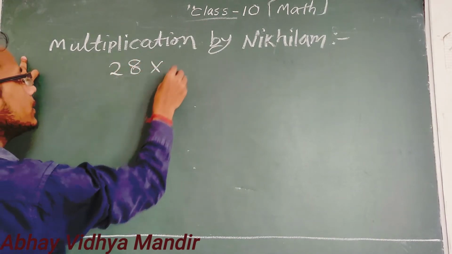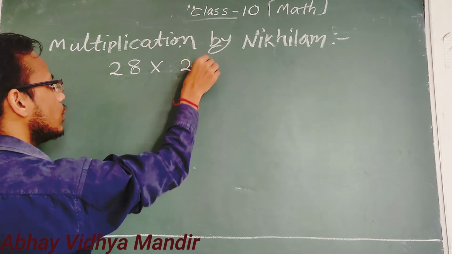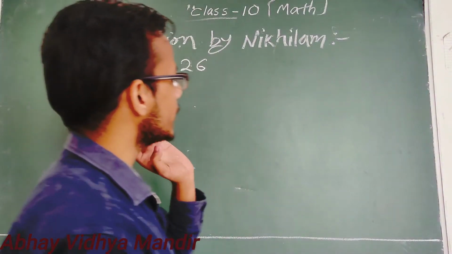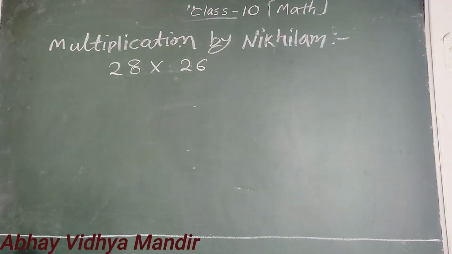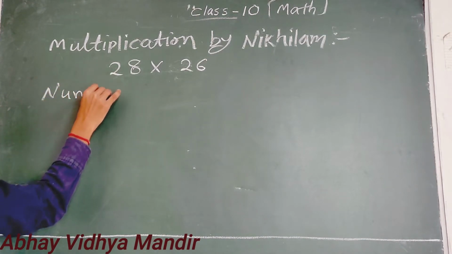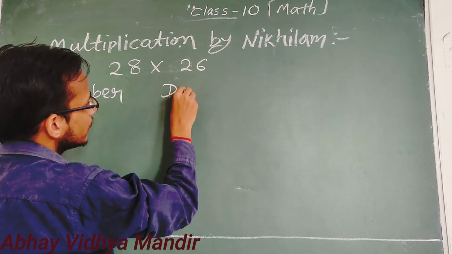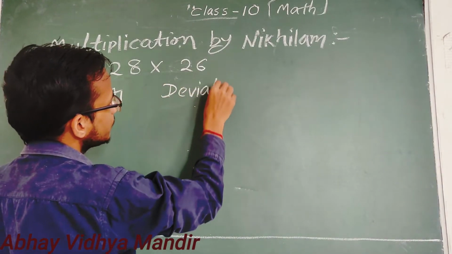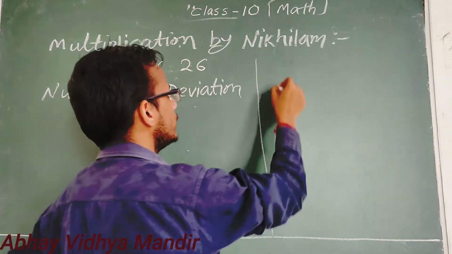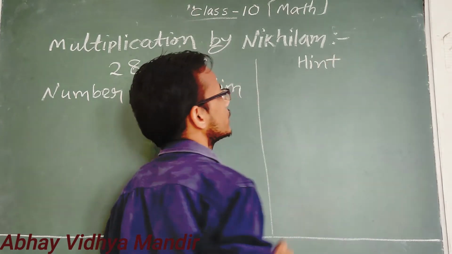28 multiplied with 26. 28 multiplied with 26. So now, first we have to note the numbers, and here the deviation, and on the side we will note the hint. What we will note? Hint.